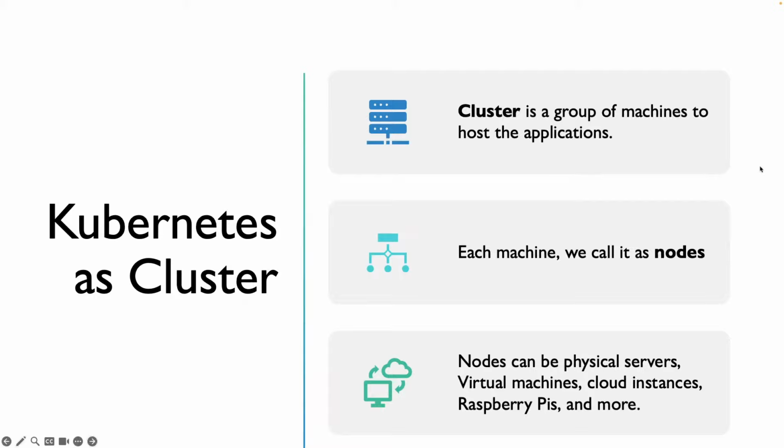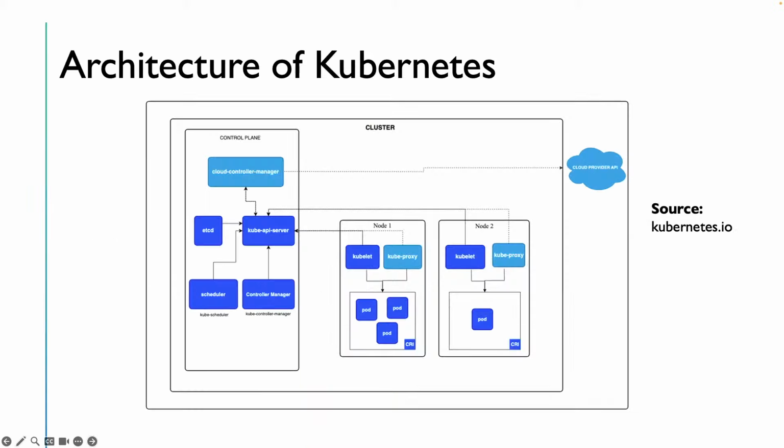If I talk about the architecture of Kubernetes, a Kubernetes architecture has two important things. One is the control plane, and the other is the worker nodes. Inside my control plane, I have various components: the cloud controller manager, the kube-apiserver, the controller manager, the scheduler, and we also have etcd. And these boxes that you see right here, we refer to as the worker nodes.